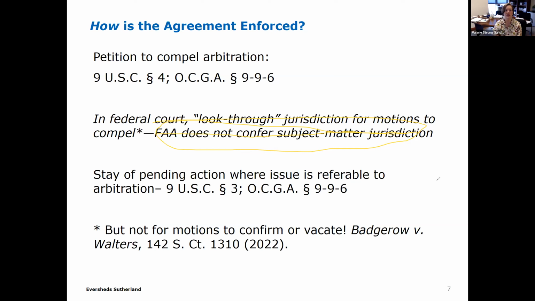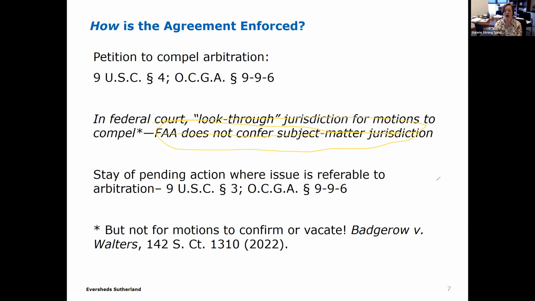When you are moving to compel arbitration in federal court, look through jurisdiction is what you need. You say, okay, forget the arbitration issues for a moment. Do I have a federal question? Do I have diversity jurisdiction? Then you get into federal court on one of those bases and you seek enforcement of the arbitration agreement. That's not what happens at the end of the day when somebody's got an arbitration award.